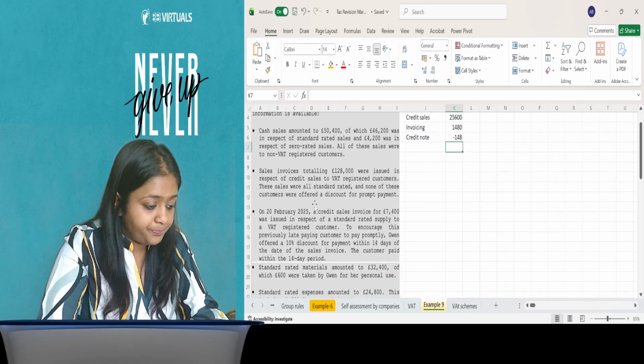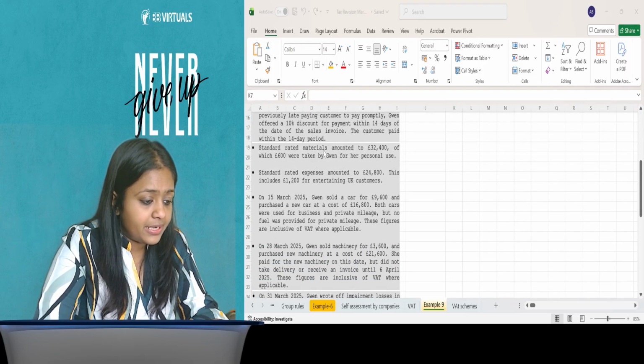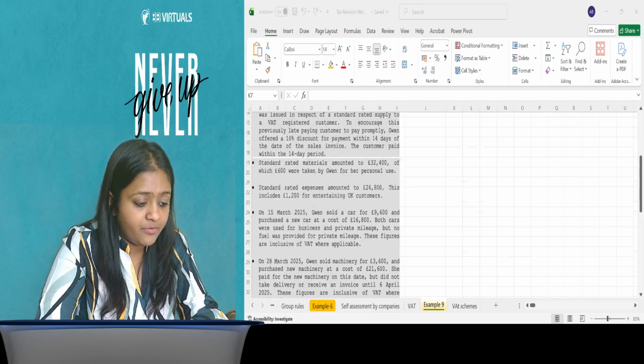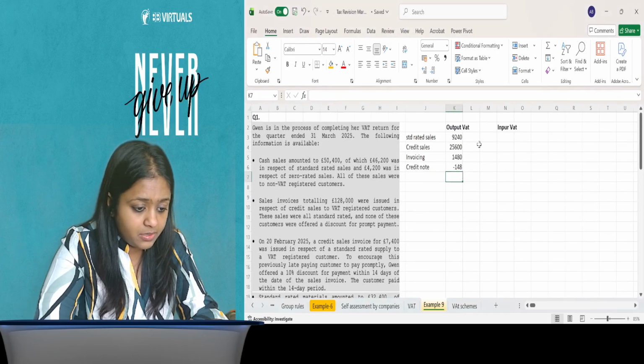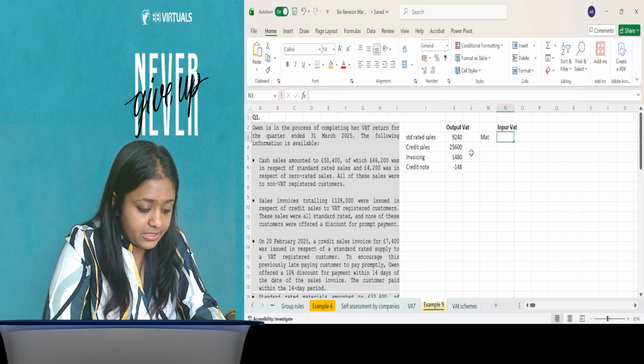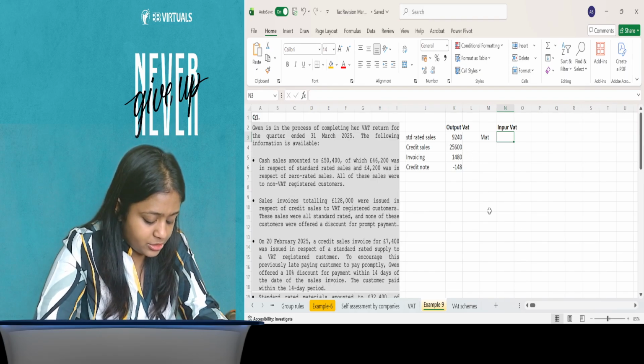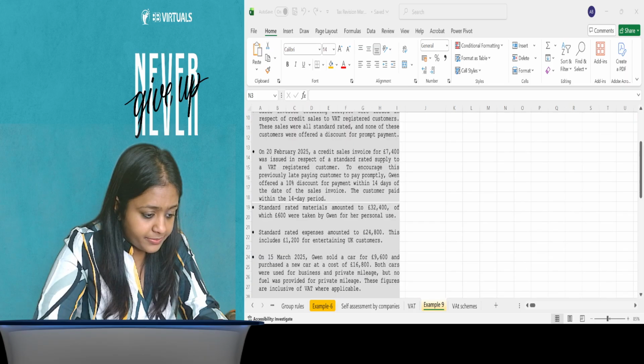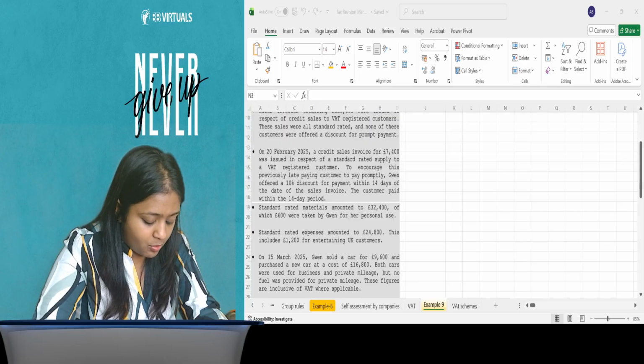Now next one. Standard rated materials amounted to 32,400, of which 600 were taken by Gwen for her personal use. So here the materials we will take for the standard rated, which is given here, 32,400, and the standard rate will be 20%. Now 600 is taken by Gwen for her own personal use.